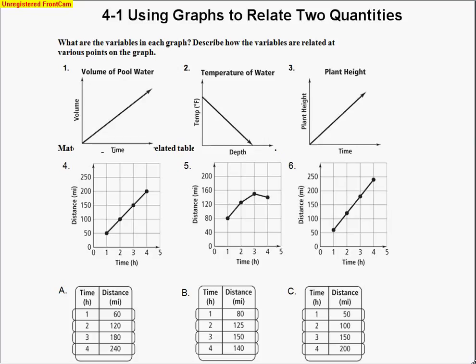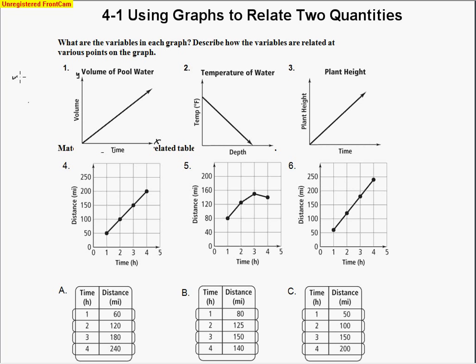This is a lesson for Chapter 4, Section 1, and we're looking at using graphs to relate quantities. So the first set of directions asks, what are the variables in each graph? Describe how the variables are related at various points on the graph. First of all, our variables are always going to be what the x and the y-axis represent. So x is typically our variable that we use in a lot of problems. Well, the x is the time value in this case, and the y represents volume.